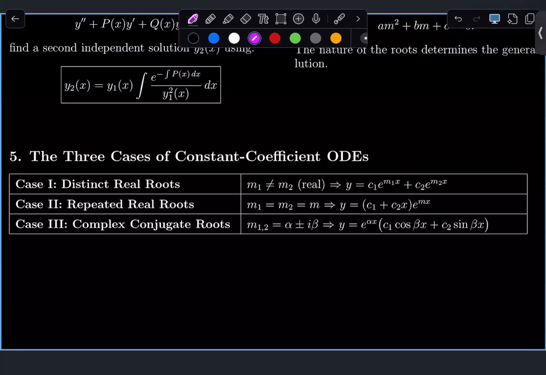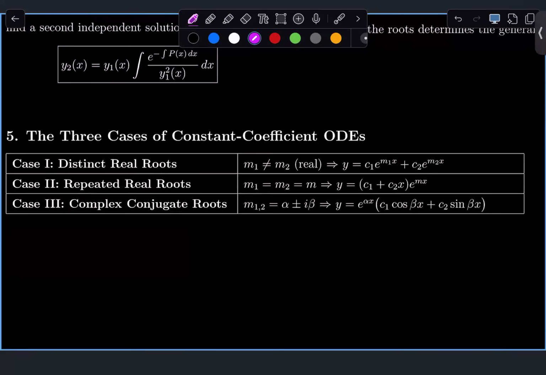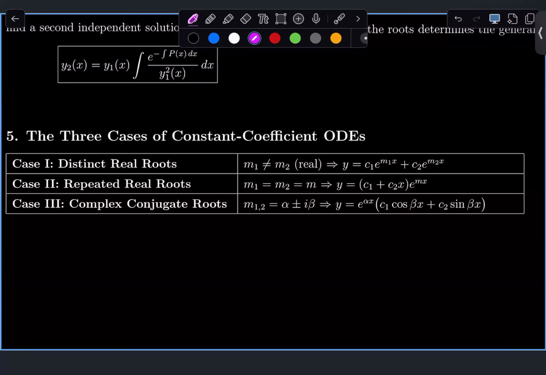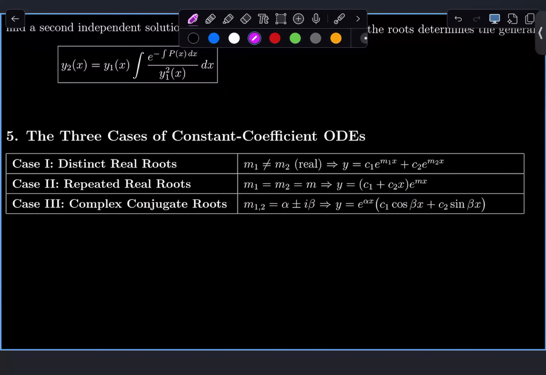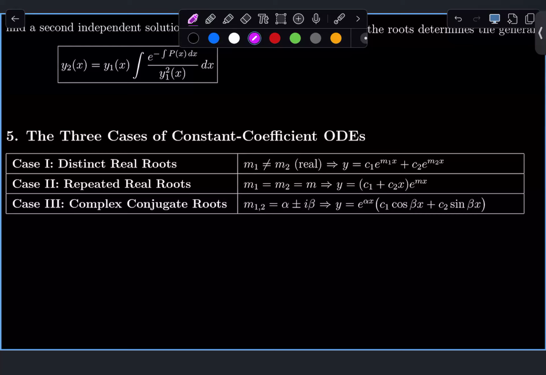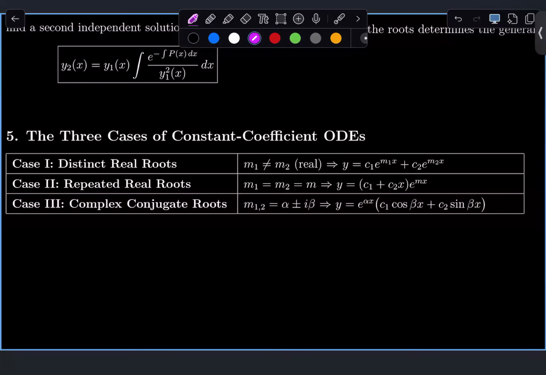Okay. Lastly, you can have complex roots, which look like this: alpha plus and minus i beta. And the solution will be e to the real part, alpha x, times C1 cosine beta x, where beta is the imaginary part, plus C2 sine beta x. This is what we talked about last time, right? We use Euler's formula to get this. Any questions?